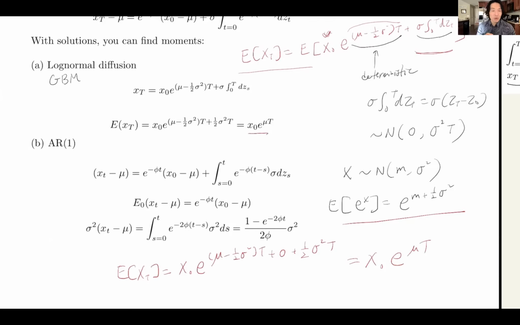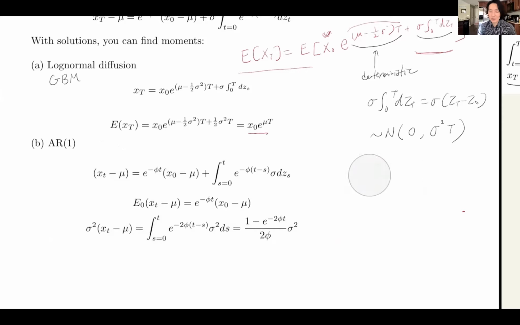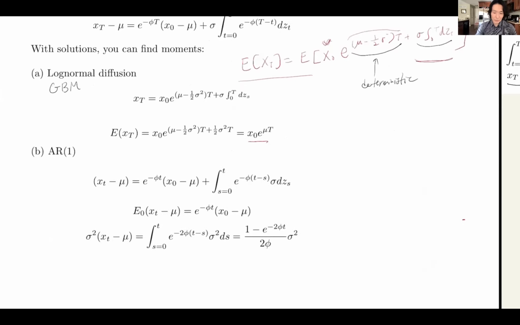So the average of the geometric Brownian motion is simply given like that. You can also similarly calculate the variance of xt. Okay, variance of xt. That's gonna be your homework. That's gonna be your homework. Now, the case of the AR1 process is a little bit different and it's more complicated, but it's also doable.